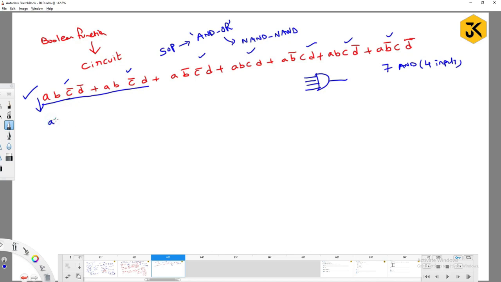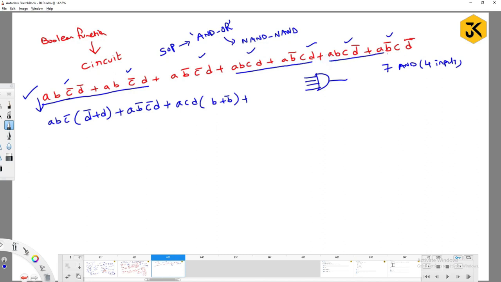I am going to take ABC bar out. If I take ABC bar out, I get D bar plus D, right? And I leave this as AB bar C bar D. From these two, can I take anything as common? Yes. A, C, D. You get B plus B bar.